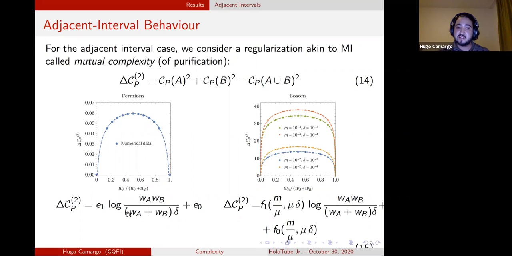But these log terms, which appear both for the fermionic and the bosonic complexity of purification, are also the terms, the divergences, that appear for mutual information. Whereas, of course, as I said before, the coefficients are more complicated than just the central charge.